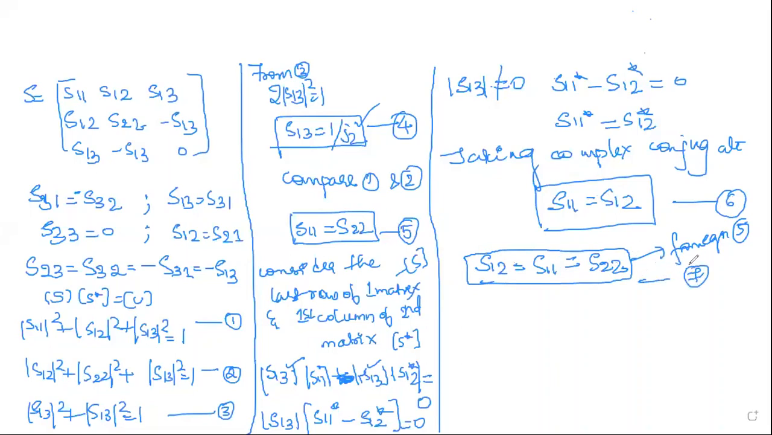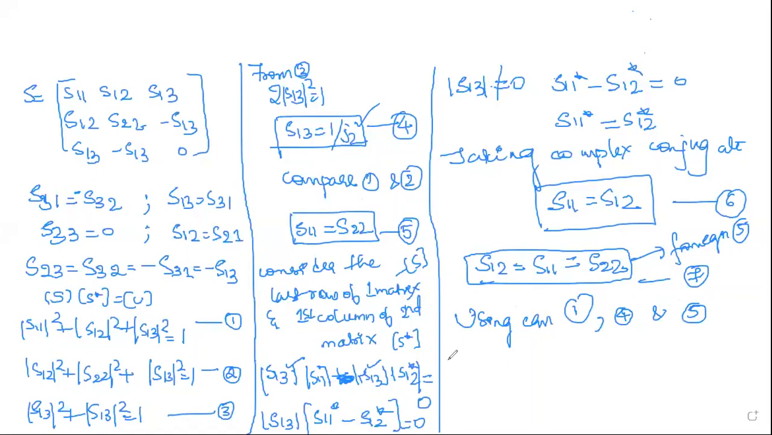Now, what you'll be doing is using your equation 1 and 2, that is the equation of S13. The S13 value is 1 by root 2, using your equation 4, as well as your equation 5. You need to substitute these values in your equation 5.